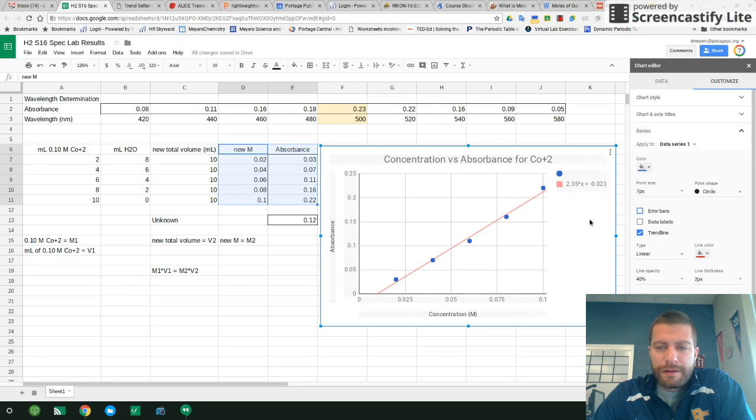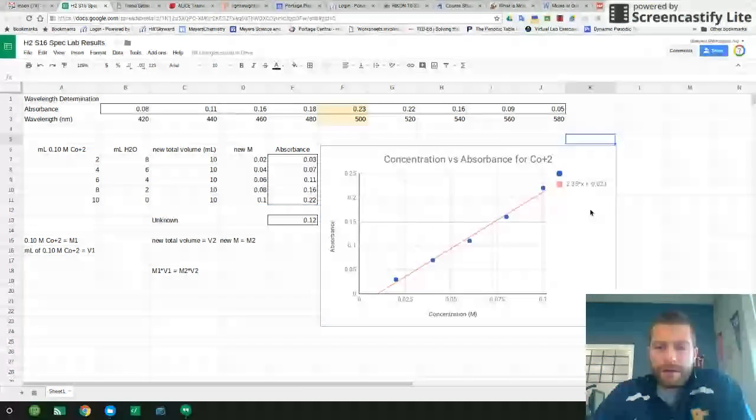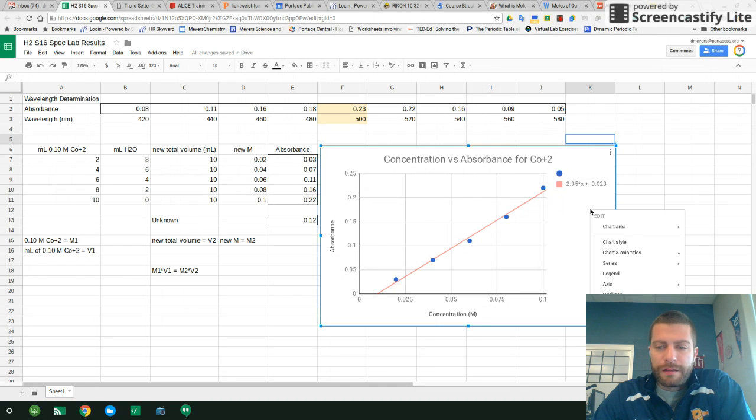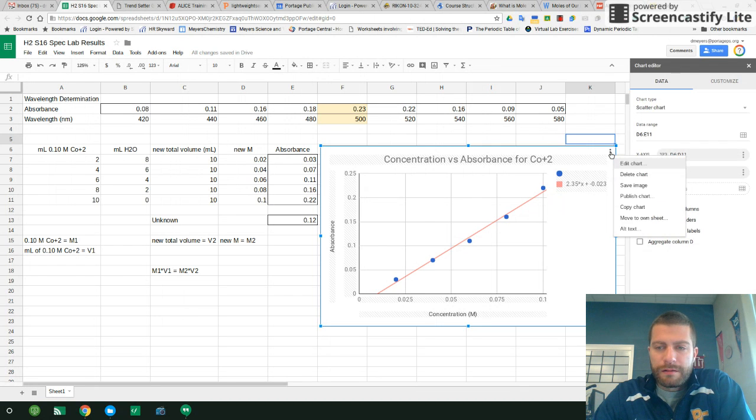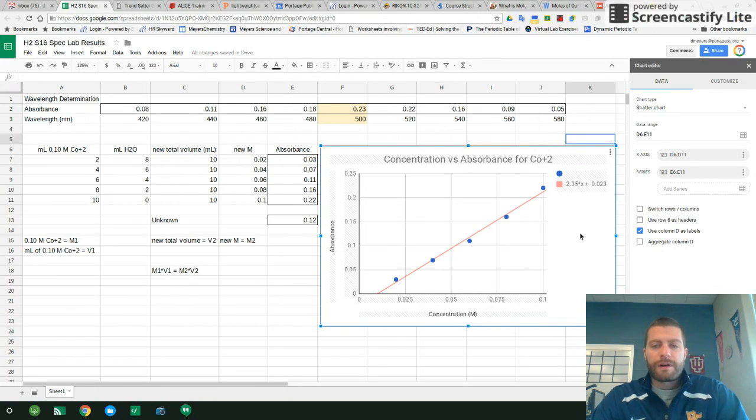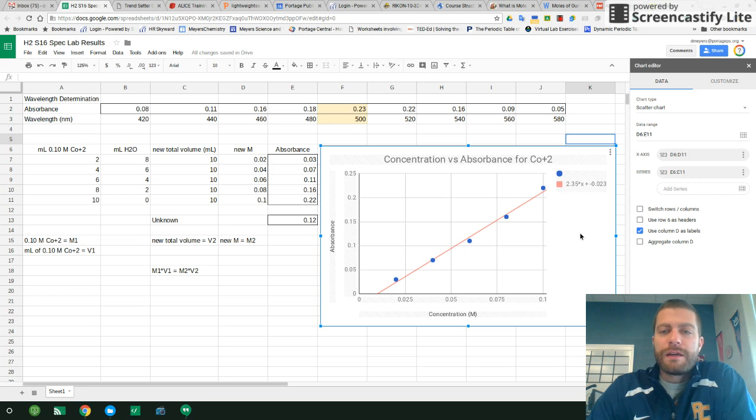So this is our graph. And then make sure that the graph is selected. Don't right click. Copy chart. So you can hit the three arrows, go to copy chart. Or just make sure the graph is selected, Control C to copy, and then paste in your lab report.